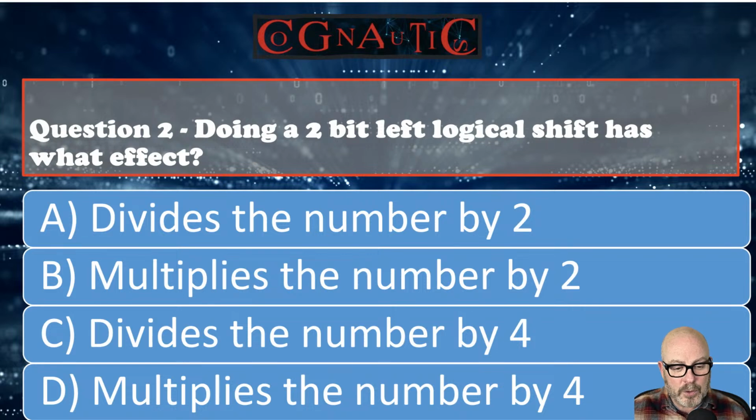So then we've got 2-bit, which is going to be 4, and a left logical shift: if it's right to divide, it's left to multiply. So you're left with multiplies by 4.